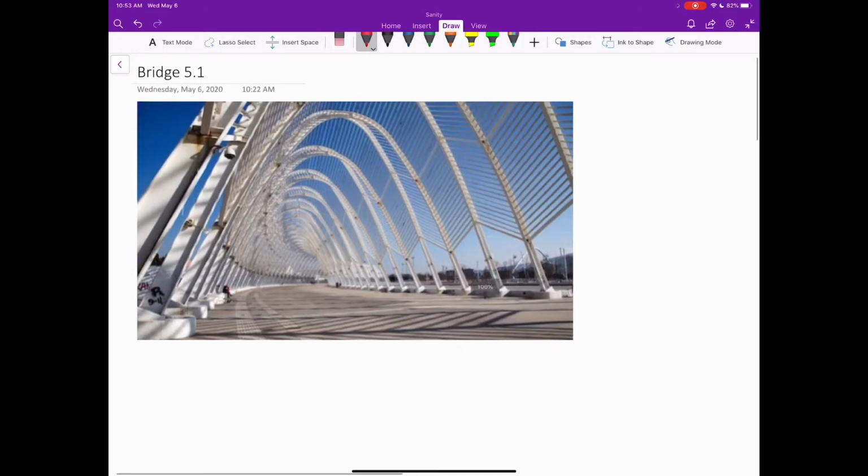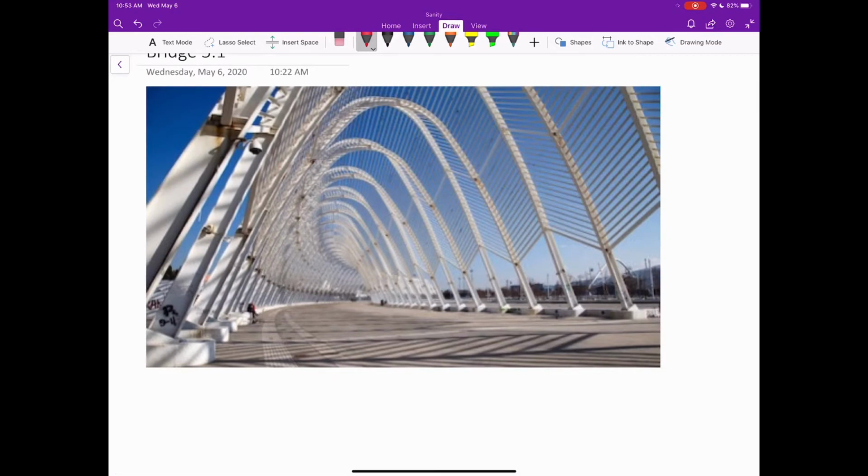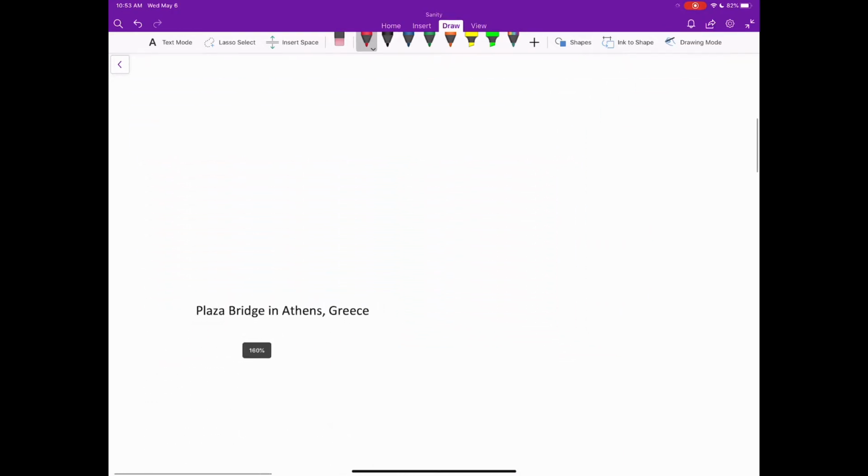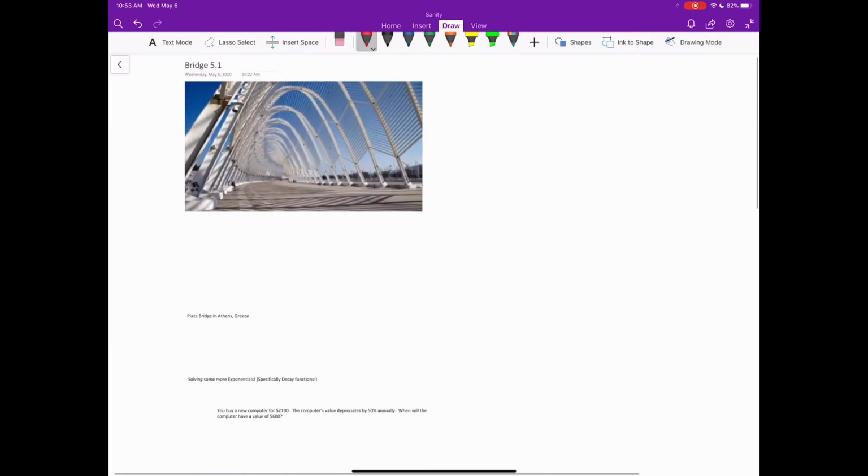Let's get started. I've got a bridge of the day. It looks super duper cool. It is in Athens, Greece. The Plaza Bridge. Pretty darn cool.